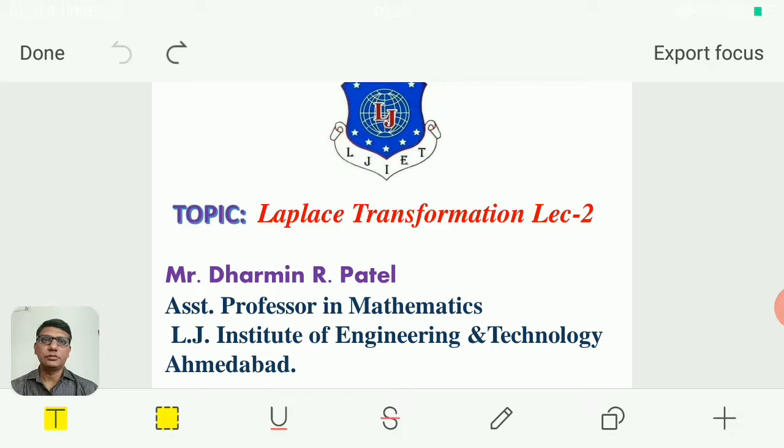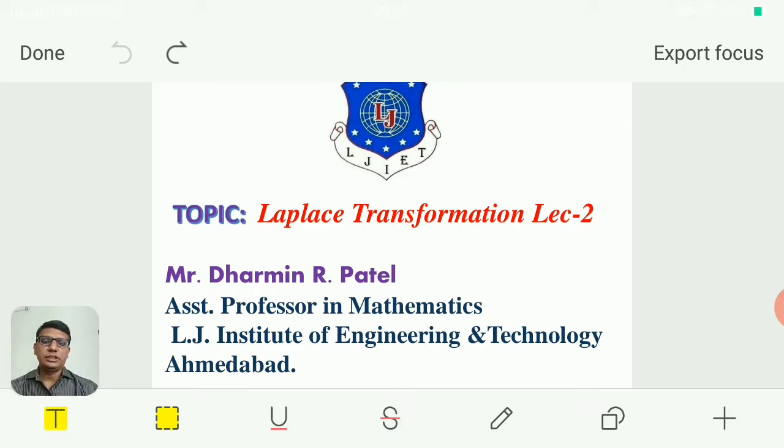In the previous lecture of Laplace transformation, we studied the definition of Laplace transformation and some conditions of existence of Laplace transformation. Now, in this lecture, we discuss some formula-based examples and the first shifting property and their examples of Laplace transformation. First of all, what is a Laplace transformation?